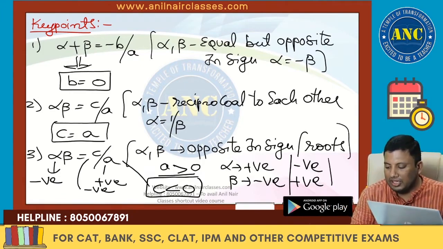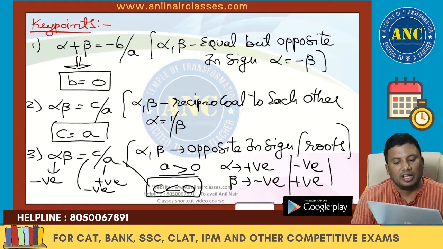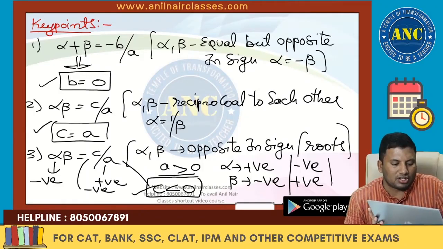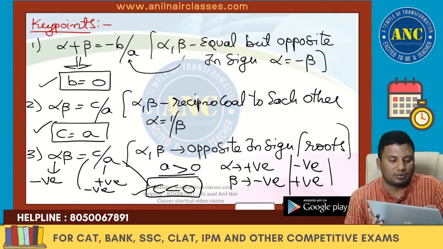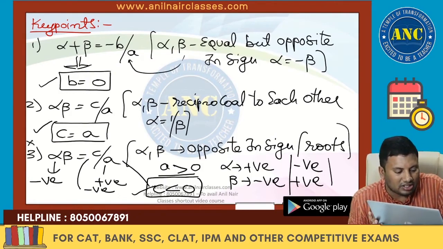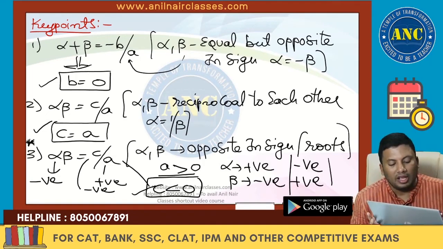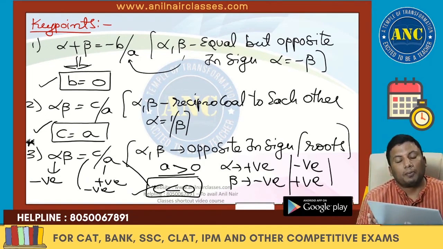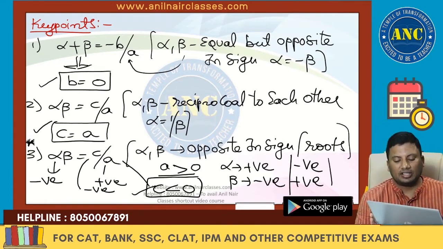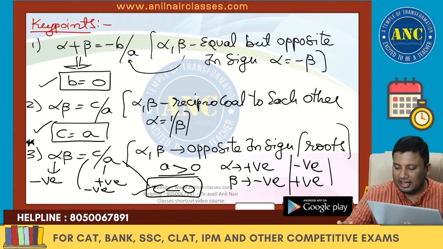Make a note of these 3 important key points. If the roots are equal but opposite in sign, B is equivalent to 0. Roots are reciprocal. You don't need to remember all these, you can deduce them. The third one is extremely important. If the roots are opposite in sign, positive and negative, then with A positive, C will be less than 0. I hope the idea is clear.